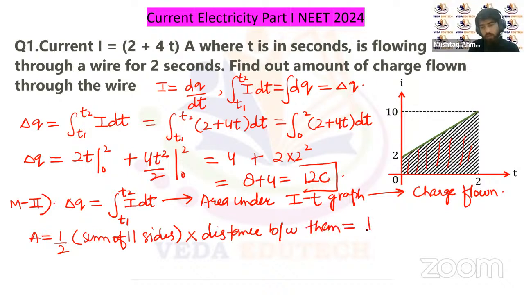So you can see here the parallel sides are this side and this side, right? The value of this side is 2 and the value of this side is 10. So it will be 2 plus 10, multiplied with the distance between them. The distance between these two parallel sides is equal to 2. We'll multiply here by 2, 2 and 2 will get cancelled, and we'll be left with 10 plus 2. That will be equal to 12 coulombs, right?